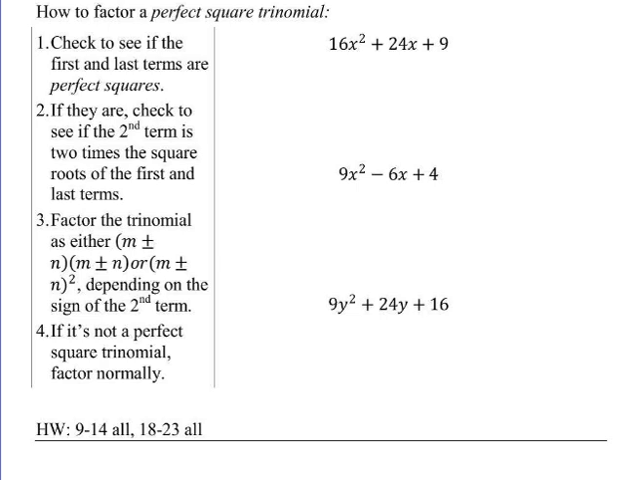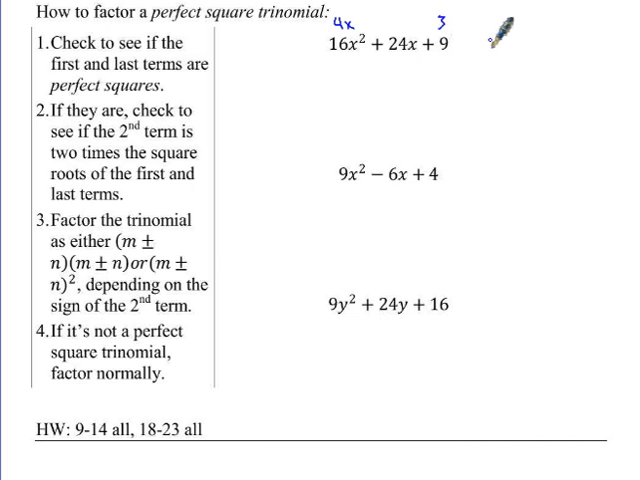So check to see if the first term and last term are perfect squares. Is 16x squared a perfect square? Yeah, what's the square root of 16x squared? 4x. The number times itself that gives me 16x squared is 4x. 4 times 4 is 16. X times x is x squared. Is 9 a perfect square? Yes. The square root of 9 is 3.